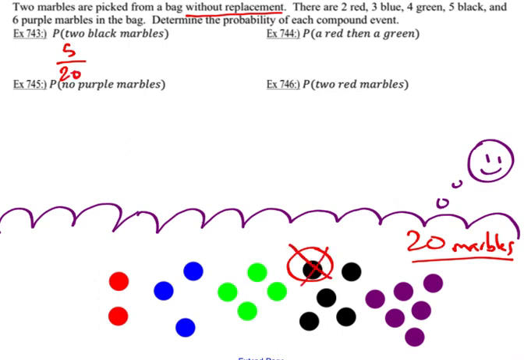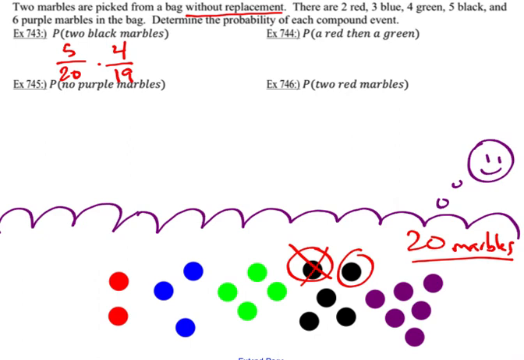Now that black marble is gone because we've picked it. It's dependent. Next, we're going to pick another black marble. And there are only 4 black marbles now. There are only 19 marbles left. So this is how dependent probability will work. You need to find the probability of the first thing happening and then make it happen. Have it actually occur, and then figure out the probability with that event already having happened. And then multiply these together.